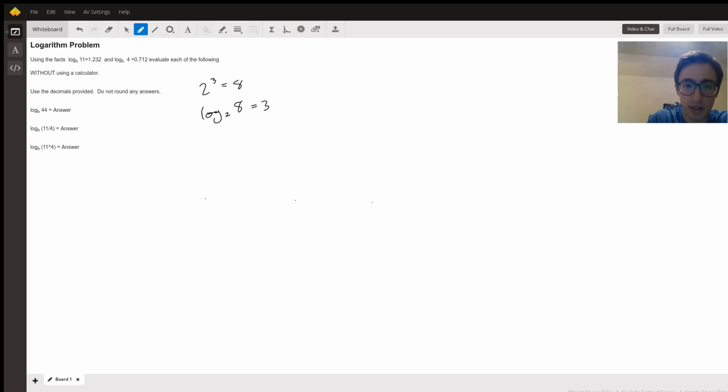So 2 to the 3 equals 8. Log base 2 of 8 equals 3. So if I underline these in different colors, here's our base, here's our base, here's our exponent, and here's our result. And that's all I have time for.